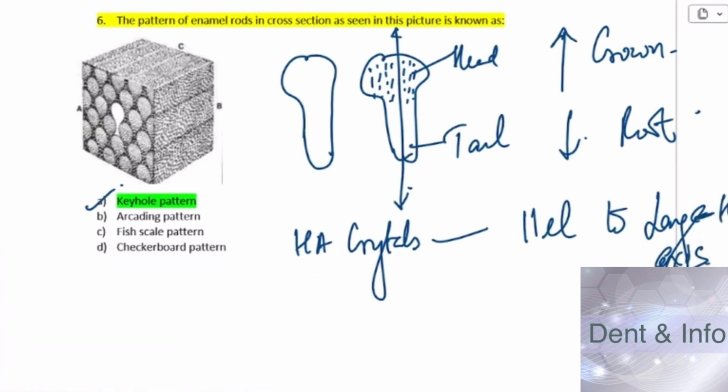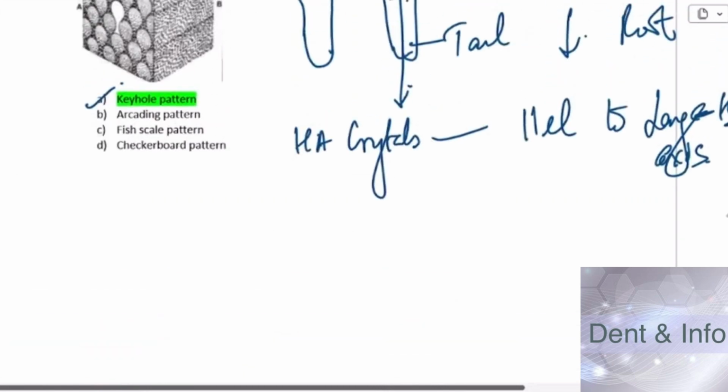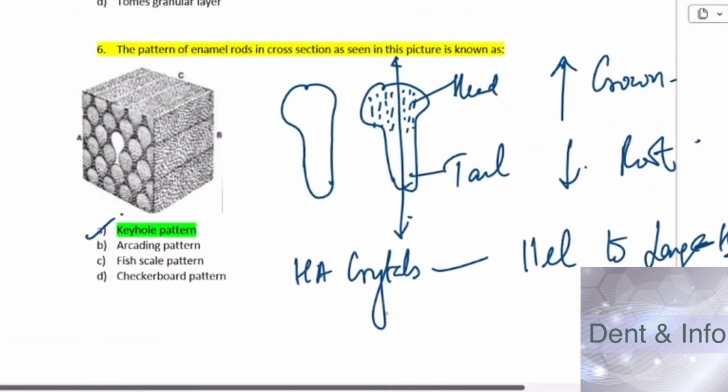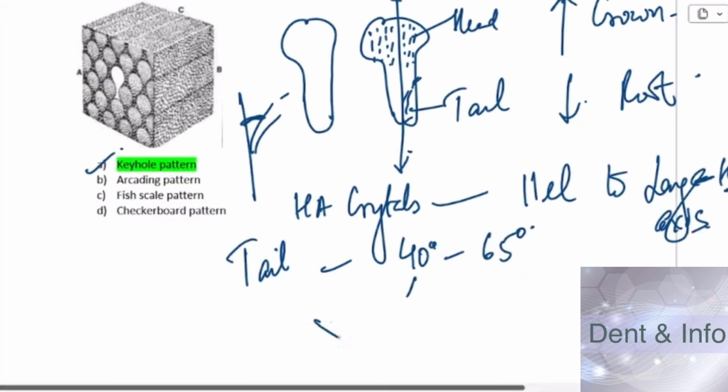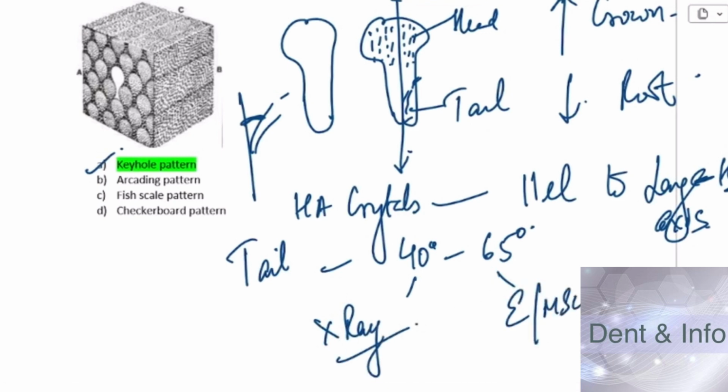These hydroxyapatite crystals are laid parallel to the long axis in the head part. Whereas in the tail part they deviate, going in different directions, so they are forming an angle. Their deviation is 40 degrees to 65 degrees. To be more specific, if we are using the X-ray method, then 40 degrees. If we are using electron microscope, then the value is 65 degrees. If both figures are given and they have not mentioned the source, then we will take the more accurate one, that is 65 degrees through electron microscope.